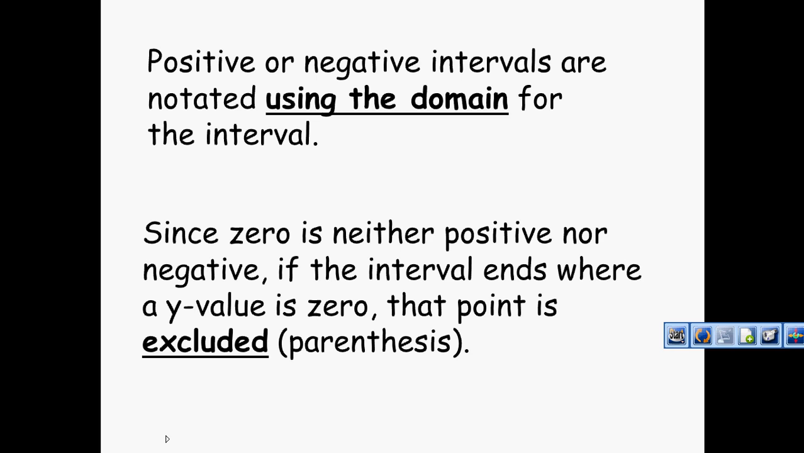Now, positive or negative intervals are notated using the domain for the interval. So once again, when we're talking about positive and negative, we're using our domain. Since 0 is neither positive nor negative, if the interval ends where a y value is 0, that point is excluded. What does excluded mean? That's correct, parentheses.